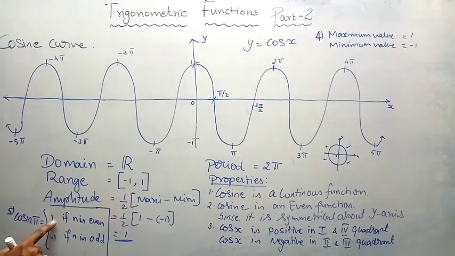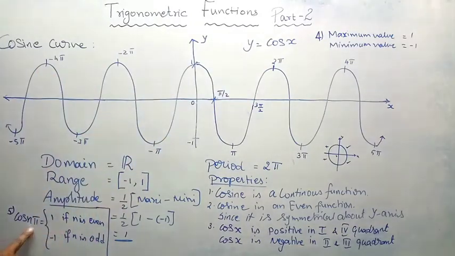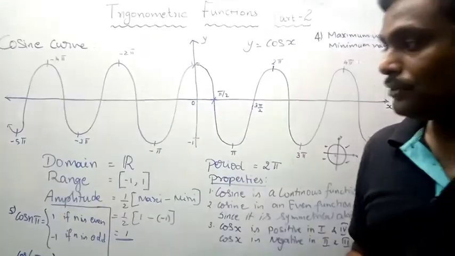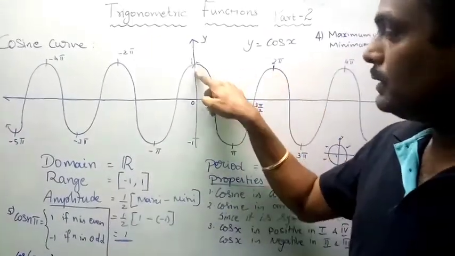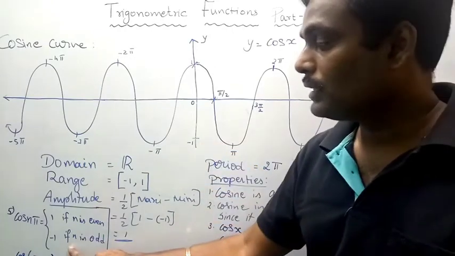Cos n pi equals plus 1 if n is even, it appears at the top. Cos n pi equals minus 1 if n is odd, it appears at the bottom. So what can you understand from this curve? The general solution for plus 1 is cos even pi. The general solution for minus 1 is cos odd pi.